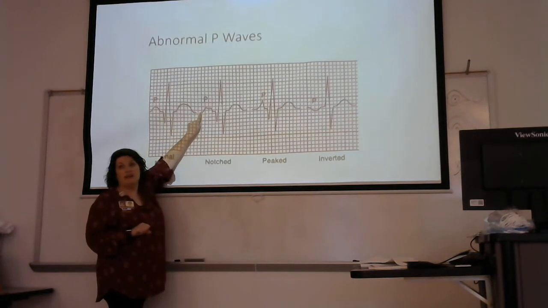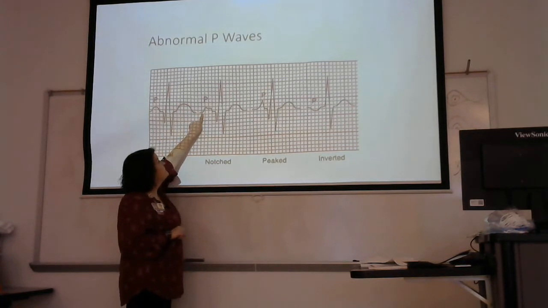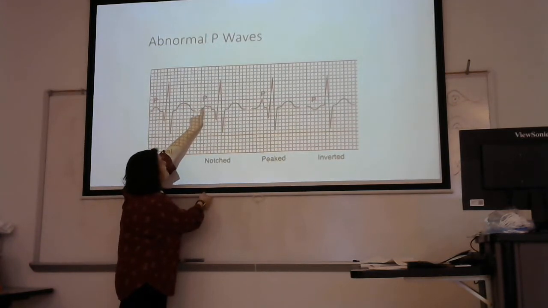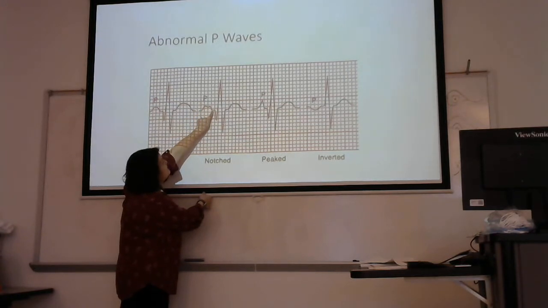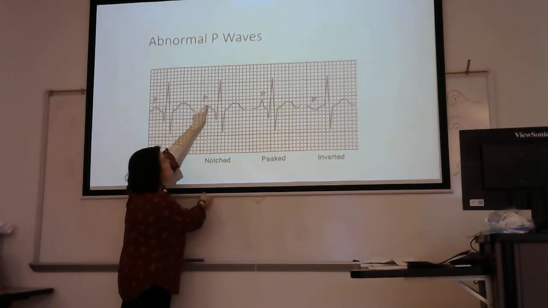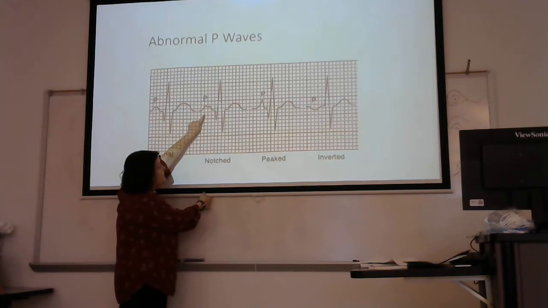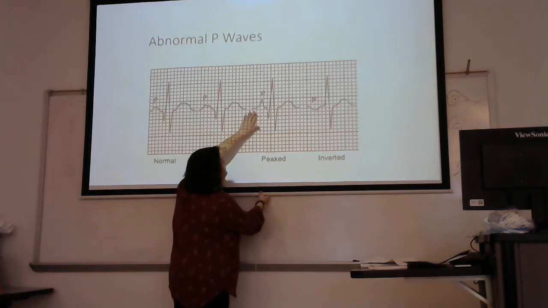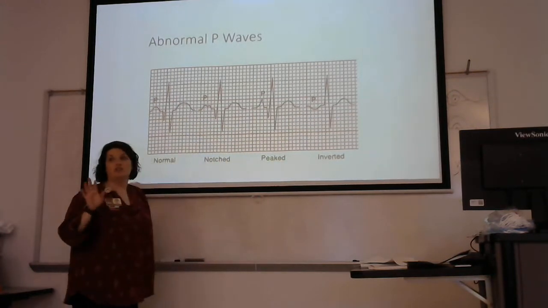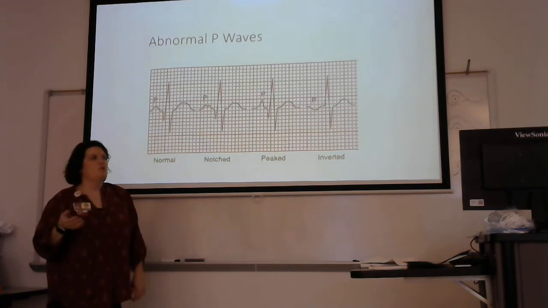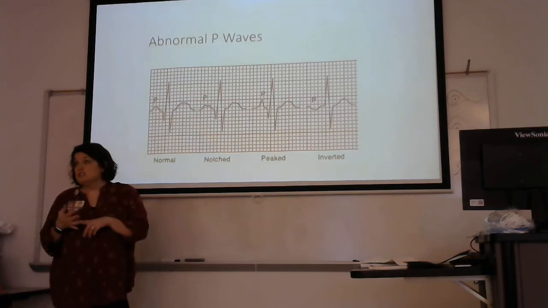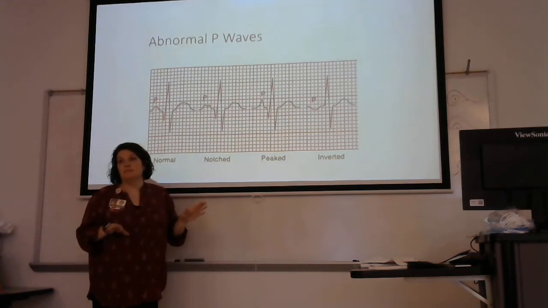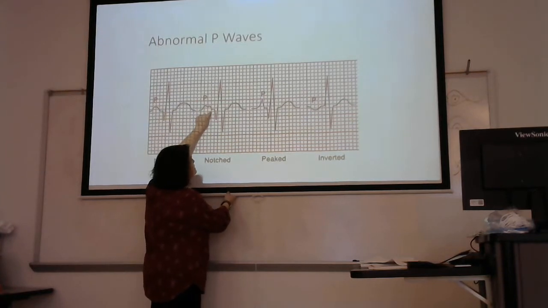Baseline. Everybody good with baseline? Okay. You see where it starts to come up? So that's the beginning of my P. And you follow it around, and here's the end of my P. What you noticed about this is something we call a notched P. Usually with a notched or even peaked P, there is something that has enlarged their atria. For example, they could have COPD, congestive heart failure, something that's made their atria enlarged, and that's what's causing these abnormal P's. But this is considered a notched P.